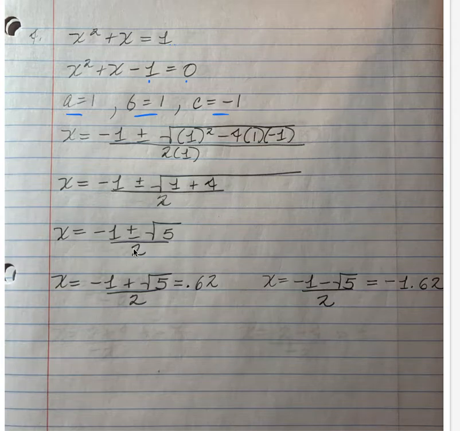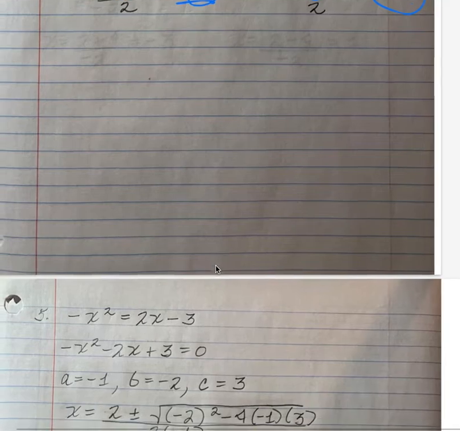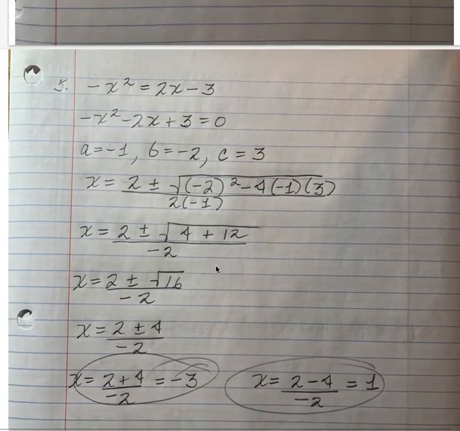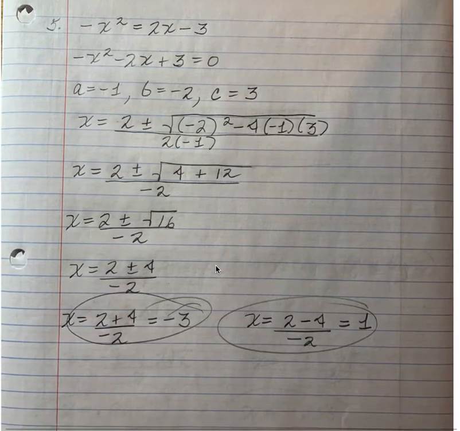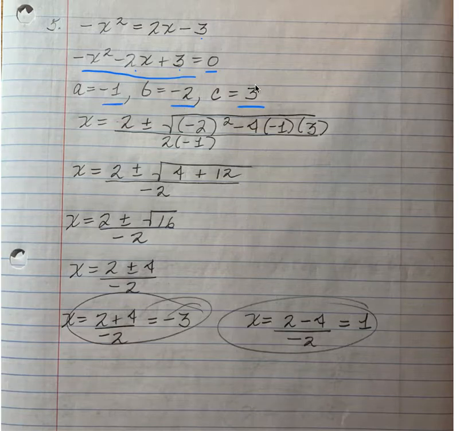When I do the plus first, I'm going to end up with 0.62. And when I do the subtraction second, I'm going to end up with negative 1.62. Okay, so those are my two solutions. All right, on 5, again, it's not in standard form, so I have to do a little bit of algebra to get it into standard form. I'm going to subtract 2x from both sides, and then add 3 to both sides. And so this is my new quadratic right here. So A ends up being negative 1, B is negative 2, and C is 3. And if you went in the opposite direction, this would still all work out. You'd still end up with the same answer.